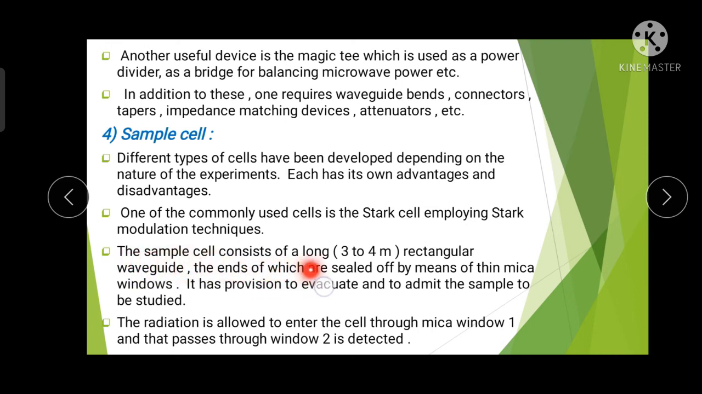The sample cell consists of a long 3 to 4 meter rectangular waveguide. The ends of each are sealed off by means of thin mica windows. It has a provision to evacuate and admit the sample to be studied.